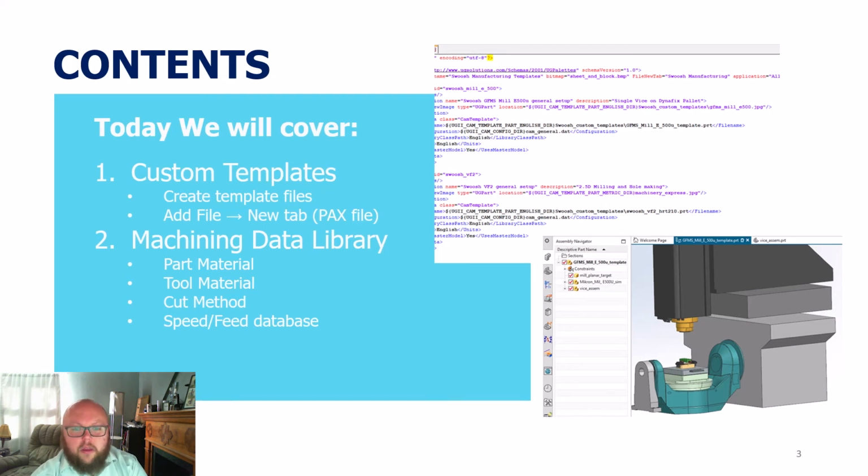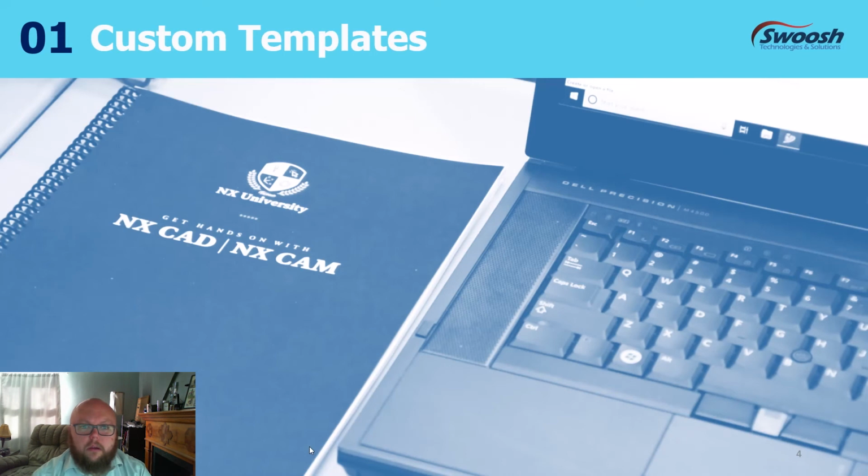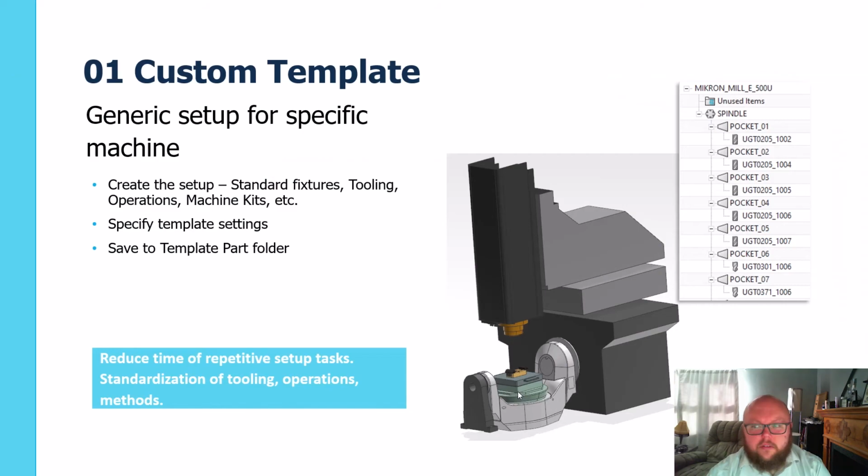So this will be using the combination of specifying part material, tool material, and cut methods, and then having those three criteria, when they're filled out, be able to pull speeds and feeds, depth of cut, step over, all that kind of information from the speed feed database. And we'll look at how to customize any and all of these values in this session. All right, so let's dive in and start looking at custom templates.